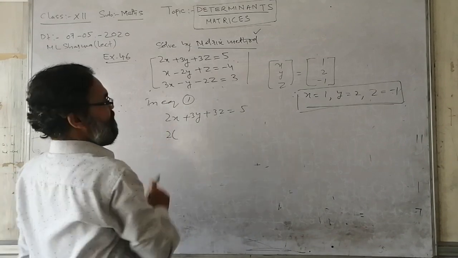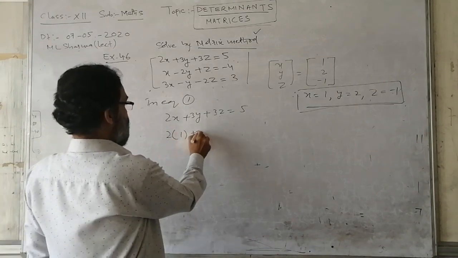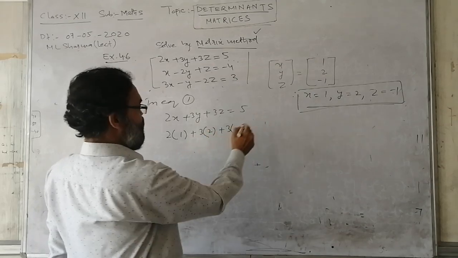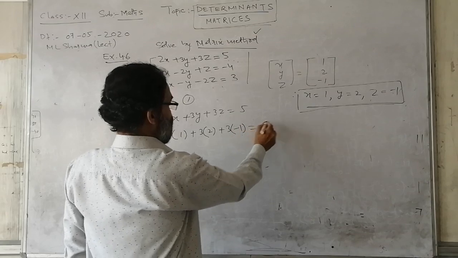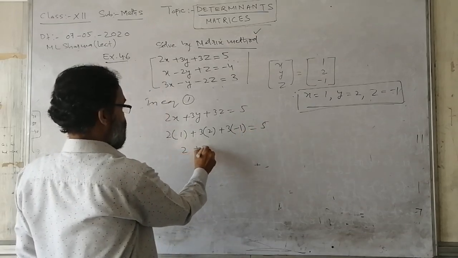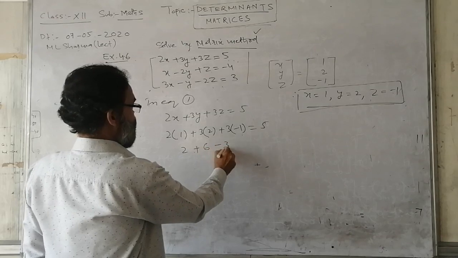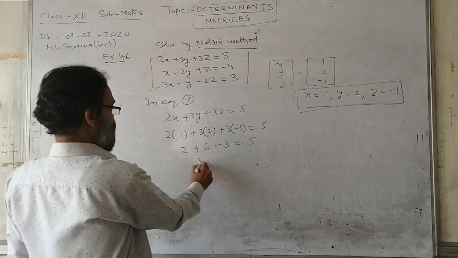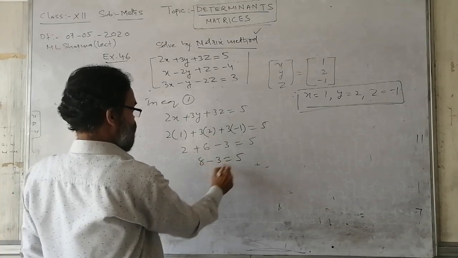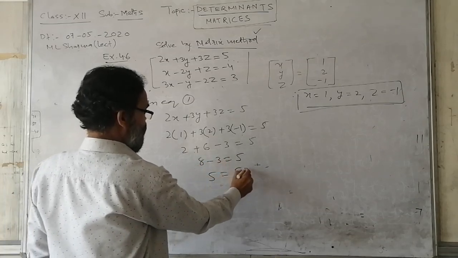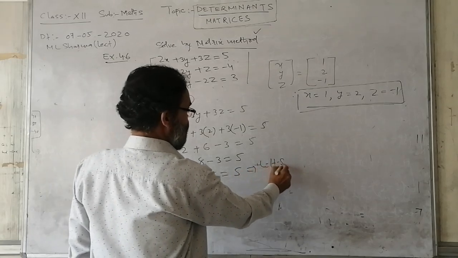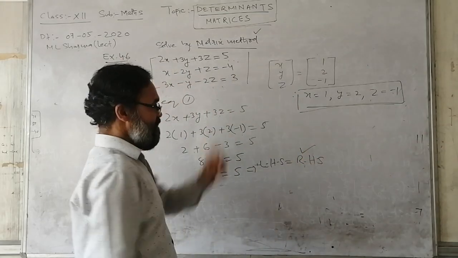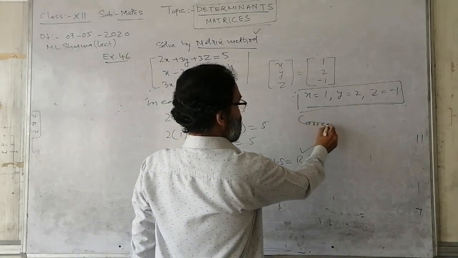So it is 2. Instead of x I write 1. Instead of y I write 2. And instead of z I write minus 1. So here I will have 2, 6 here, 3 here, and 6 plus 2, 8, minus 3 equal to 5, that is 5 equal to 5. That means left hand side equals right hand side, that means this is the correct answer.